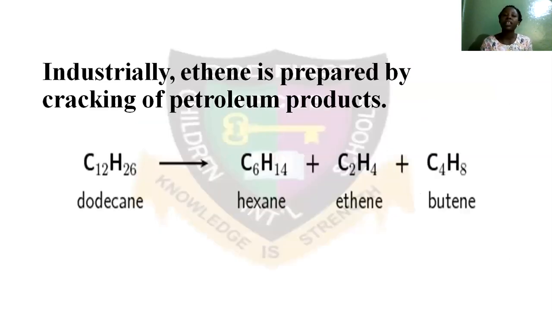So now, industrially, ethene is prepared by cracking of petroleum products. Remember, I said something about cracking. Now, when we say cracking, it means breaking a large molecule into smaller fractions. So you have a large molecule, you break it into smaller fractions. So you see, this is dodecane being cracked. It's broken down to hexane, ethene, and butene. So this is the product that is formed. There are other fractions that can also be broken down, and you get ethene as the product in such reactions. So these things are done industrially.